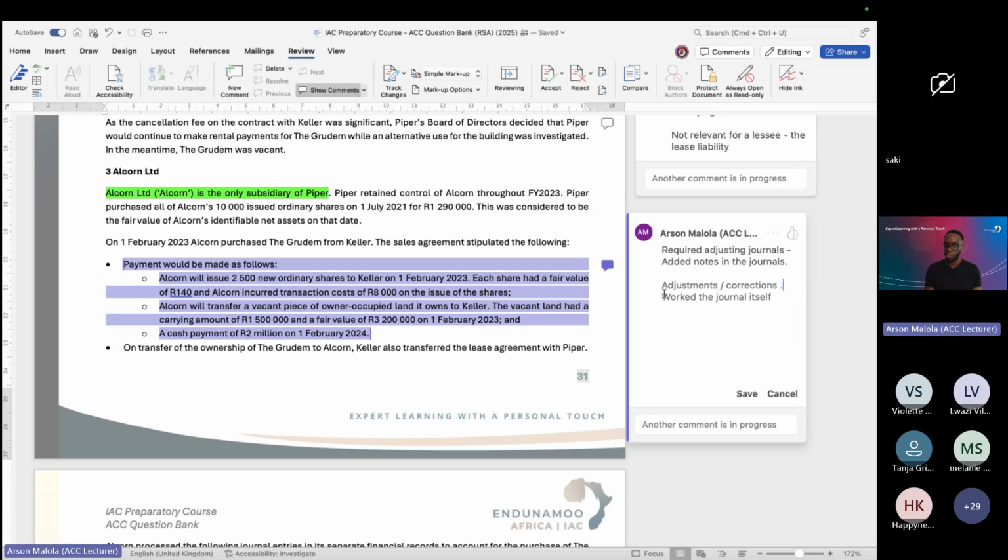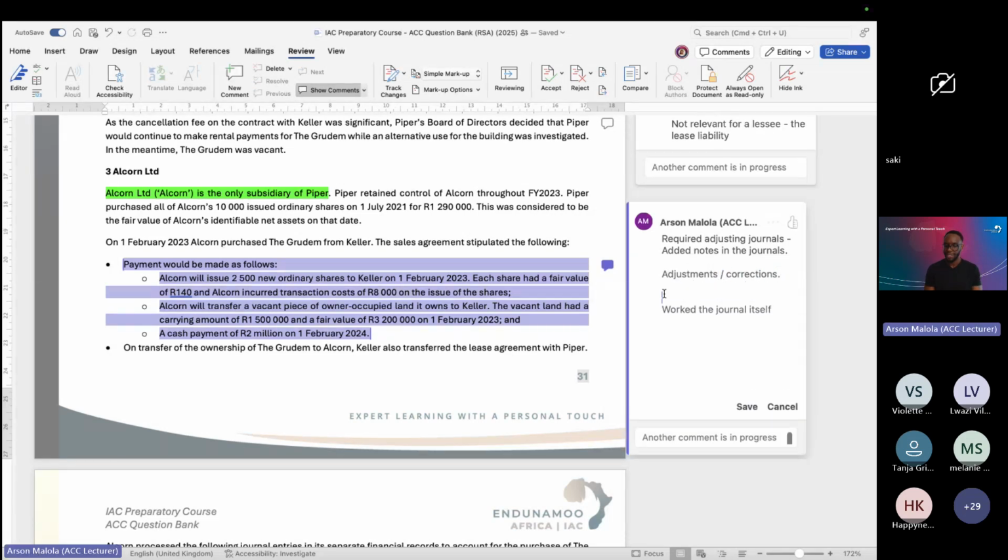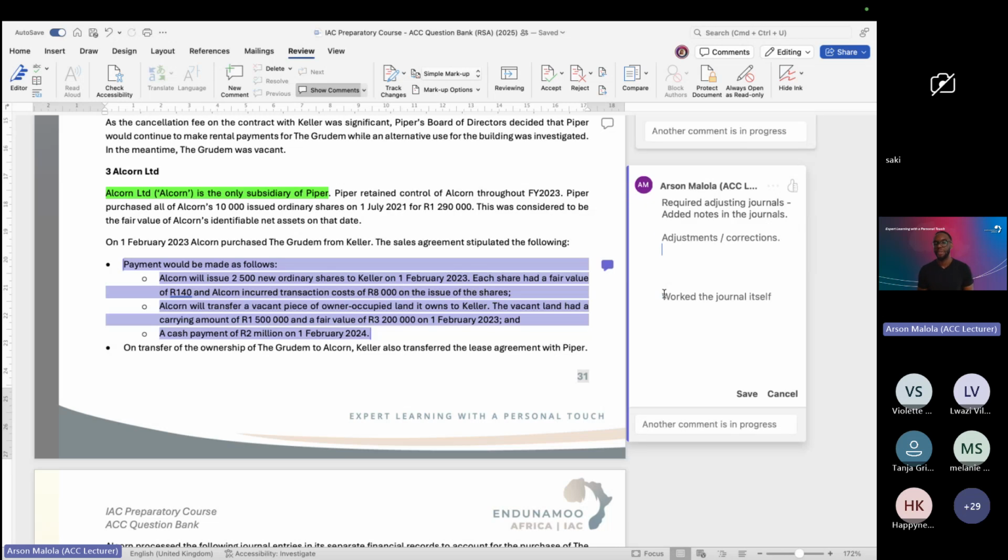Now, when providing adjustments or corrections, how do I approach doing this? For me, it's a 3-step process. Step 1 is what has been done. Tanya accurately pointed out that we've got journal entries there of what has actually been done, which is typically the case with what an examiner would do. They usually give you journal entries, but sometimes they can describe what has been done, so you have to figure out the journals yourself.